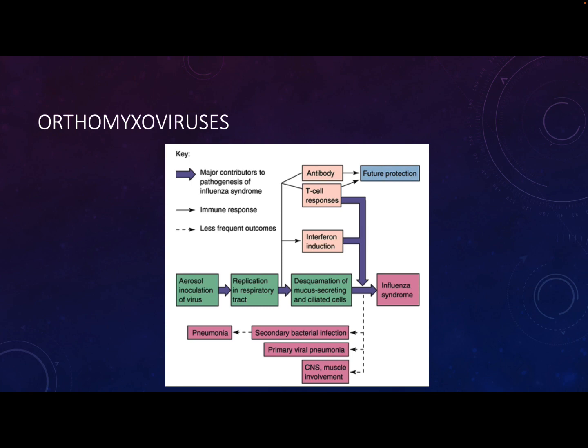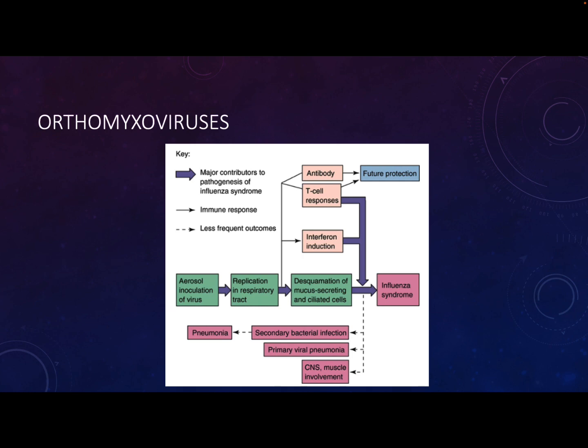You have overstimulation of the immune system already, so it's not going to respond properly to the bacterial infection. So you can get patients that develop secondary bacterial pneumonia. You can have some patients that actually do develop viral pneumonia from the flu. Again, it's not as common, but it can happen.